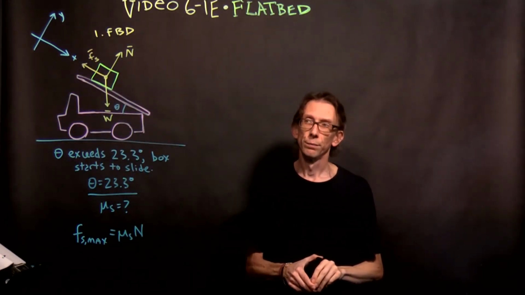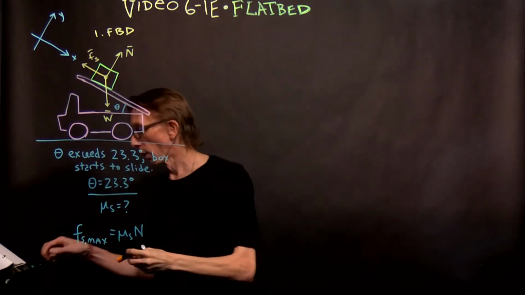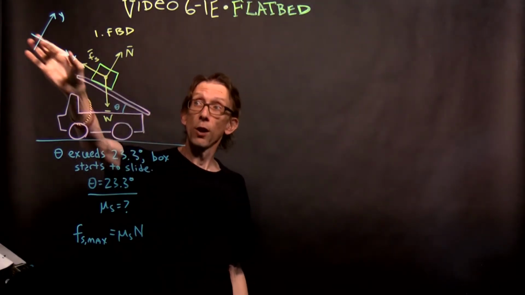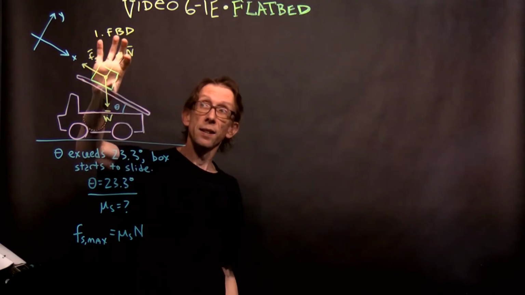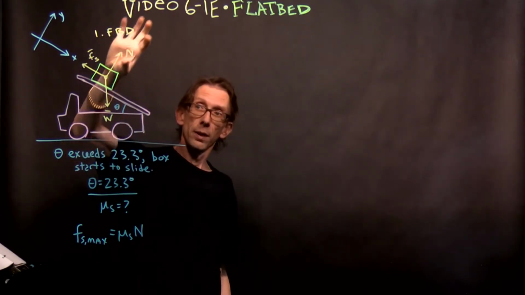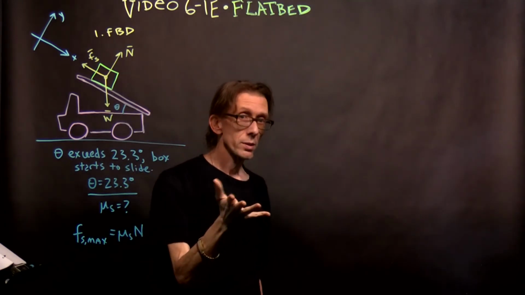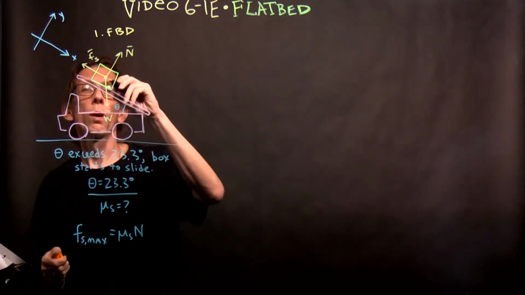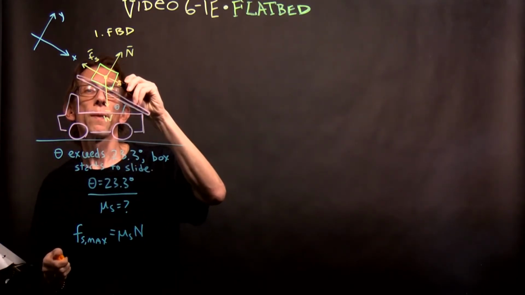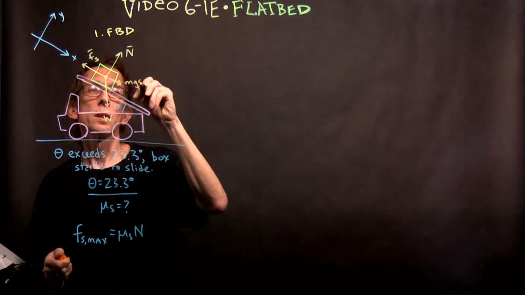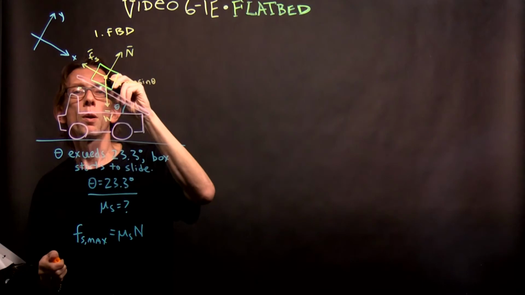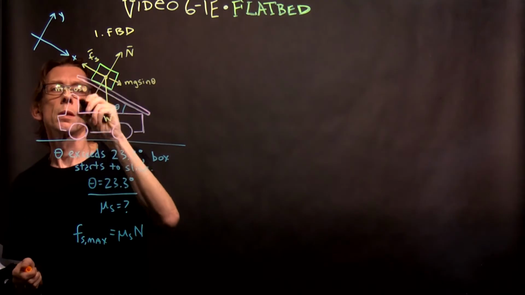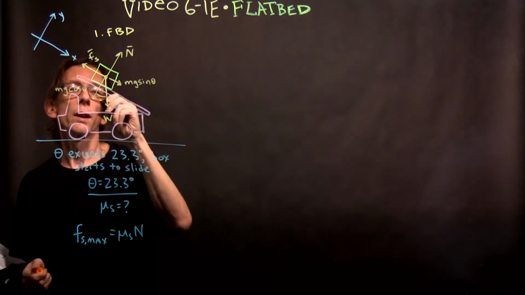Okay. Now, as before, we have to resolve the forces. f sub s is in the negative x direction. It's along the x axis. n is in the y direction. But the weight is in both directions. So just as before, we have to break it down into its components. And just as before, that's a pretty simple business. The component facing downhill is mg sine theta. The component opposite the normal force is mg cosine theta. And our angle theta is actually right there.